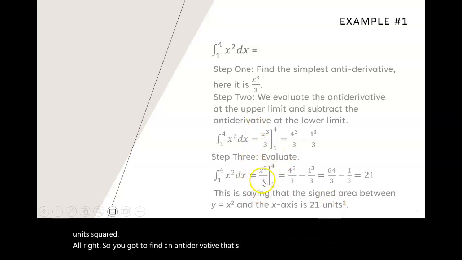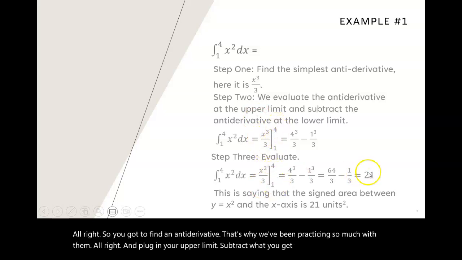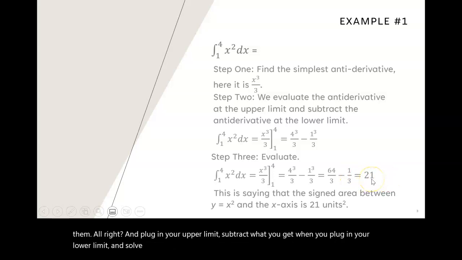All right, so you've got to find an antiderivative. That's why we've been practicing so much with them. And plug in your upper limit, subtract what you get when you plug in your lower limit, and solve. So in this case, we got 21.